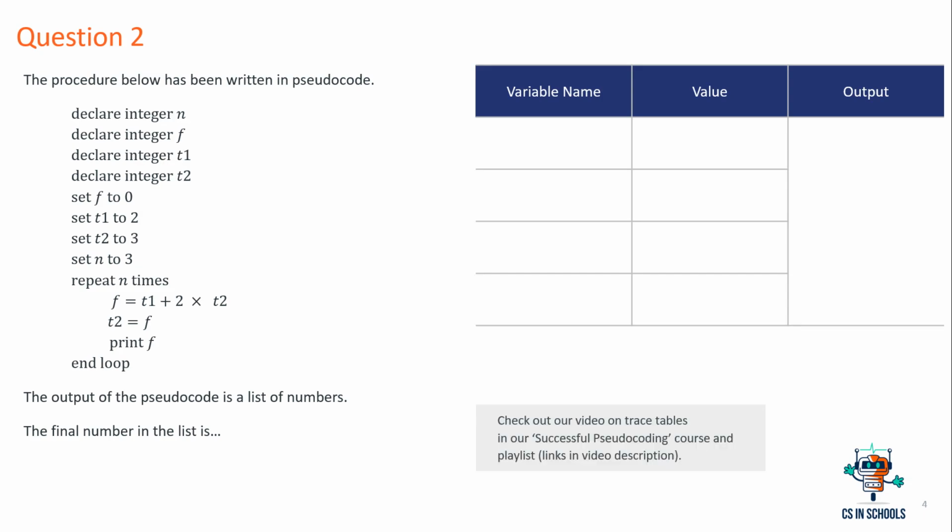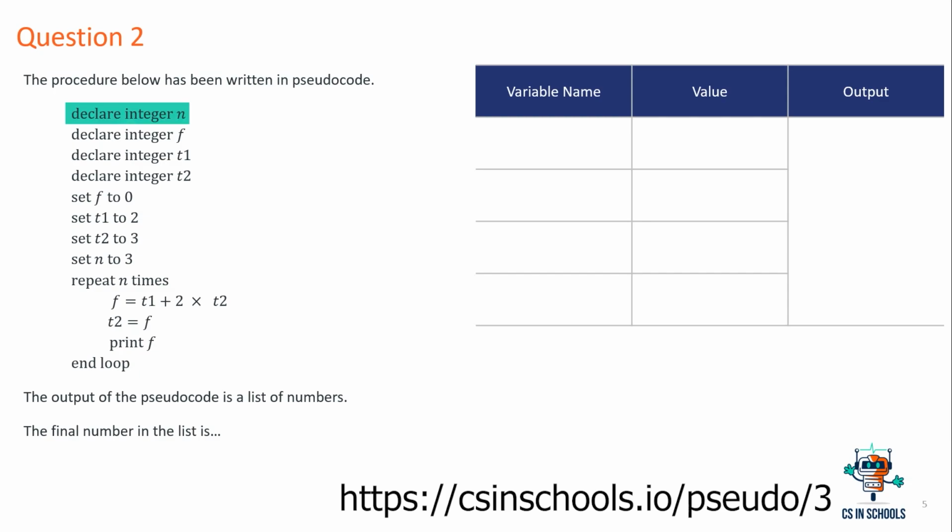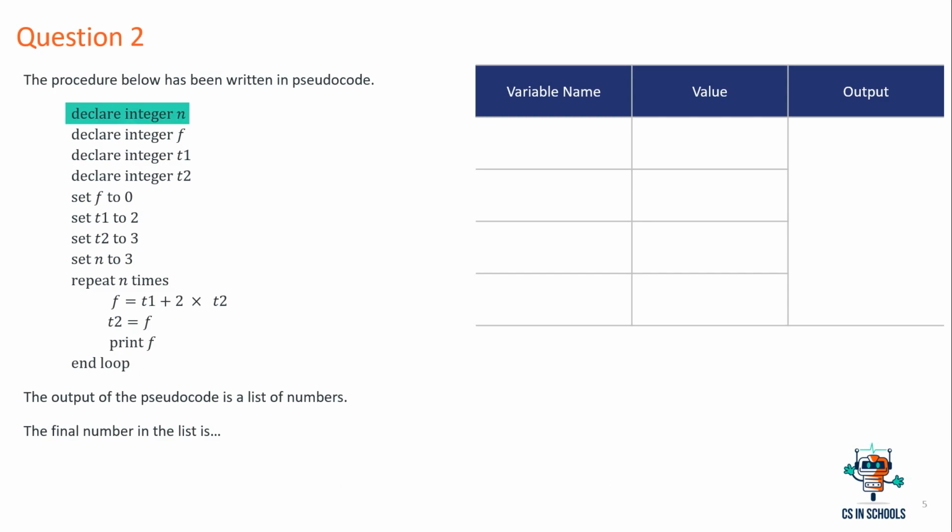screen here. And if you want some more information on what trace tables are and how they fit into pseudocode, please check out our course and videos in the link below. And what we're going to do is step through the pseudocode one line at a time, updating our trace table as we go along. So the very first line says declare integer n. So what that means is we are going to create a new variable called n. You can see that we've added that to our trace table there.